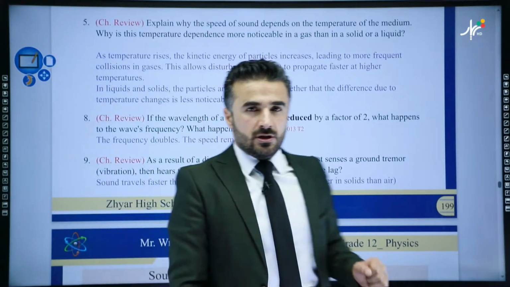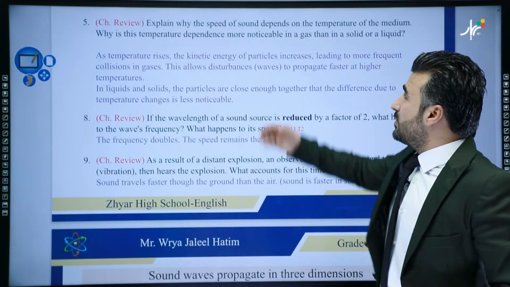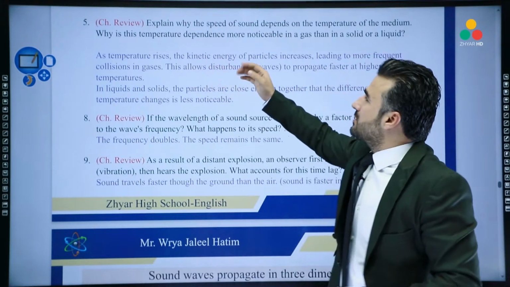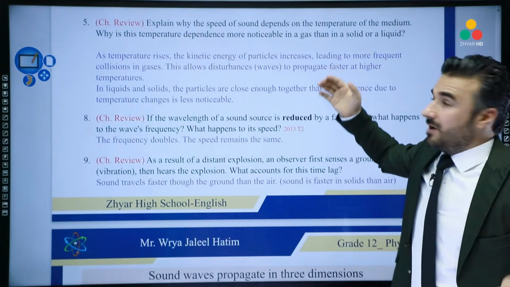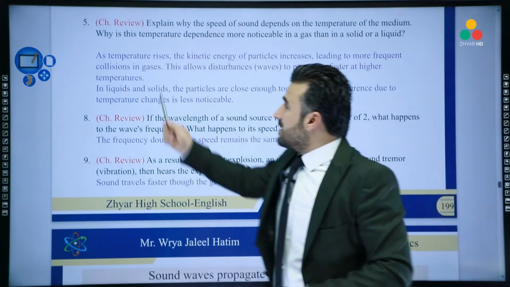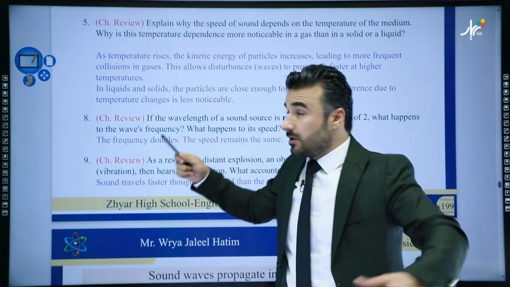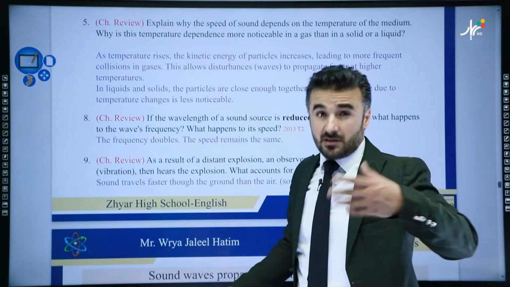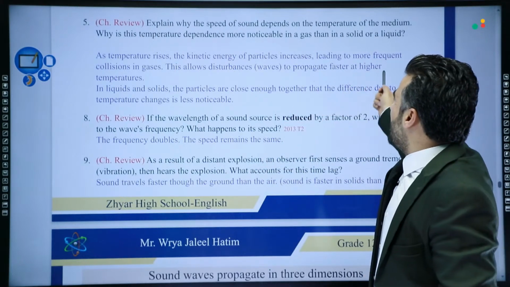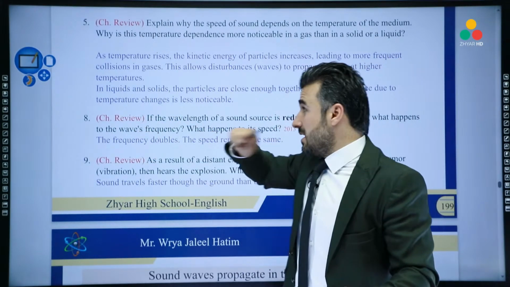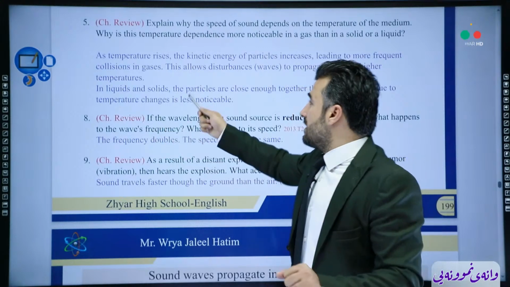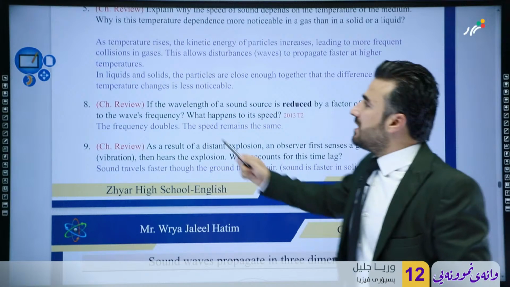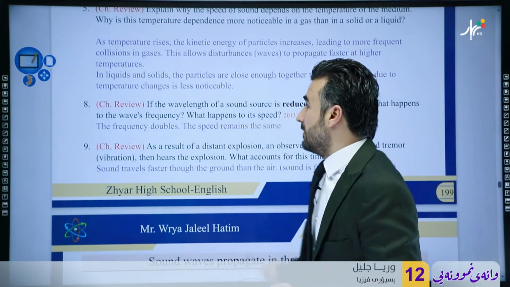Now take a look at this question. We were just talking about this: explain why the speed of sound depends on the temperature of the medium, and also why this temperature dependence is more noticeable in gases compared to solids or liquids. That is because as the temperature rises, the kinetic energy increases, leading to more frequent collisions in a gas. This allows the disturbance, the motion, the energy to propagate faster at a higher temperature. But in liquids and solids, the particles are close enough together that the difference due to temperature change is less noticeable, all right?